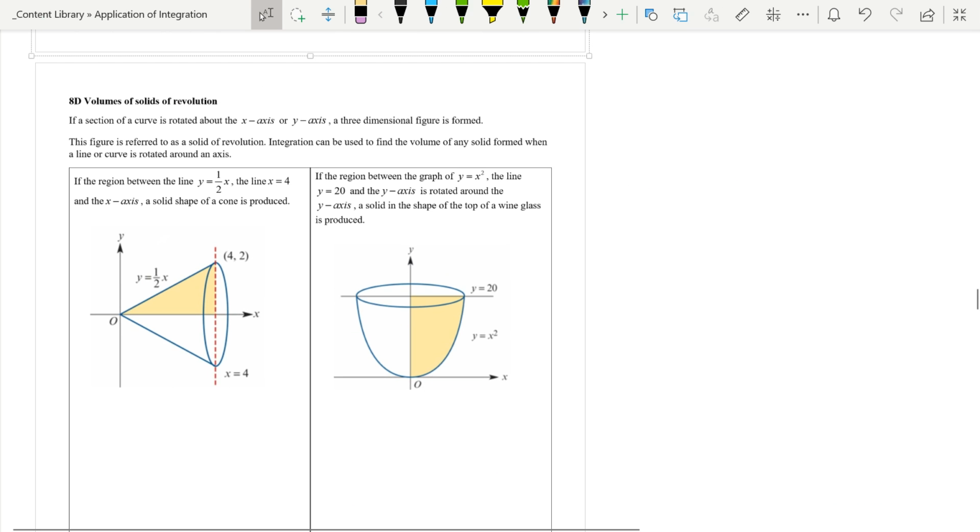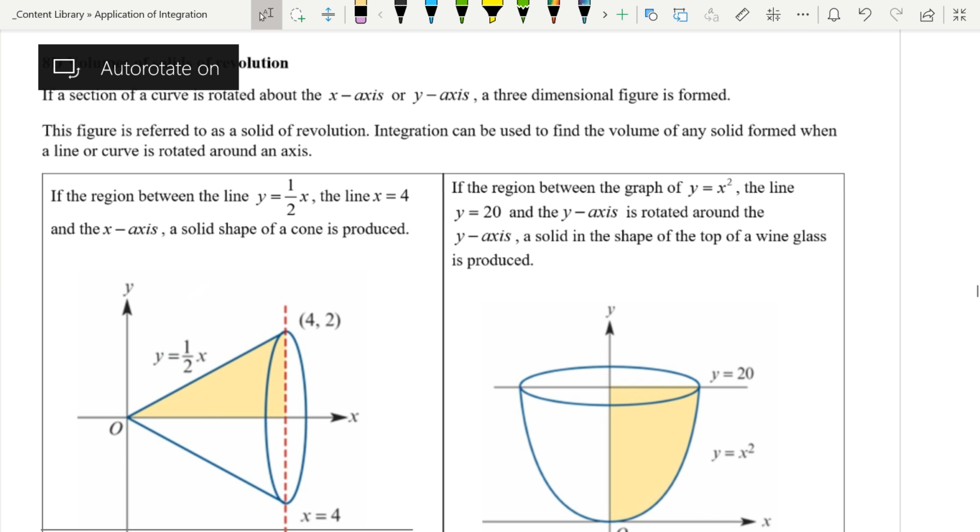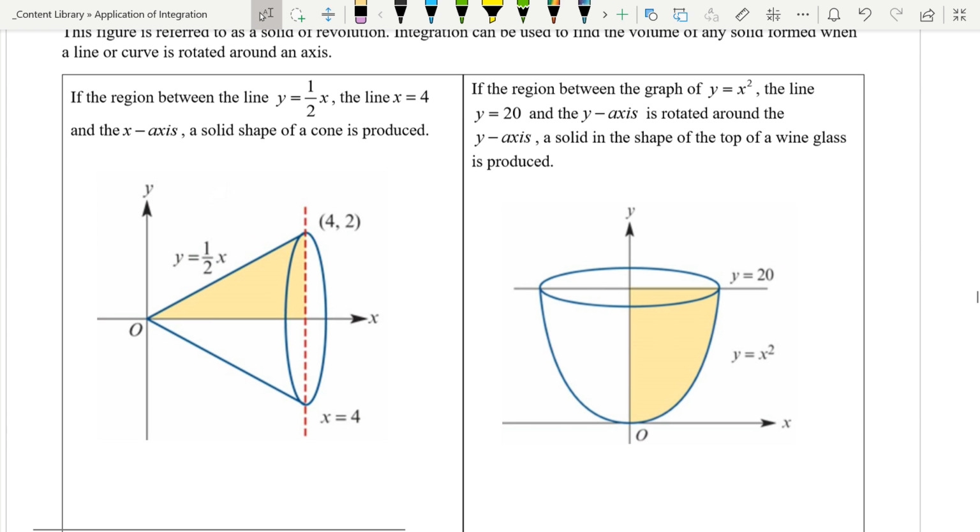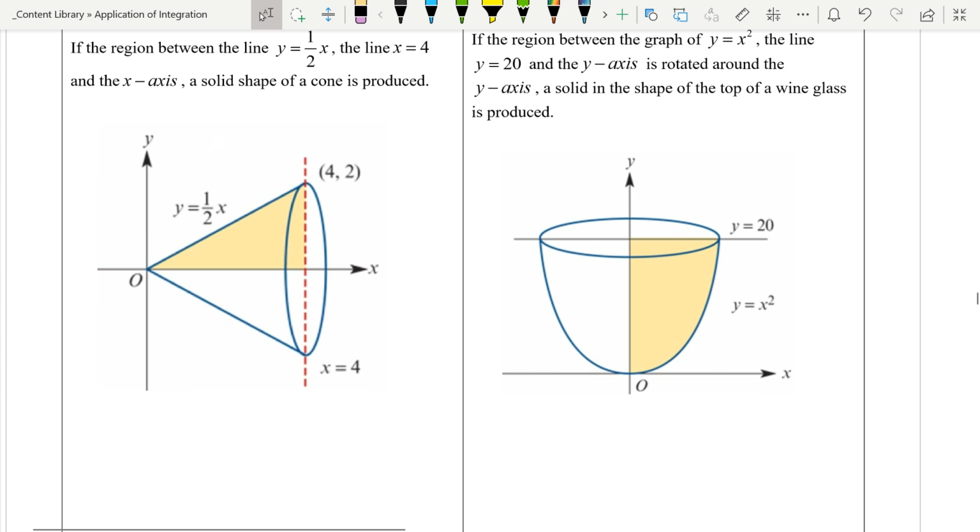This one is find the volume of revolution. I'll just show you examples first. If you have this graph and the line is y equals half x, I have this line here. I also shade the region between 0 and 4. I'll shade this yellow area here, and that's a triangle. And this triangle will be rotated about the x-axis.